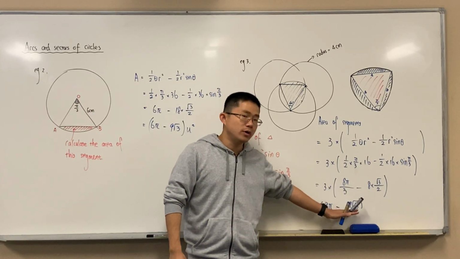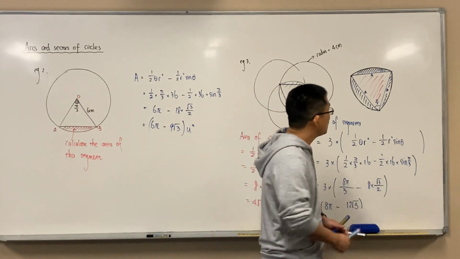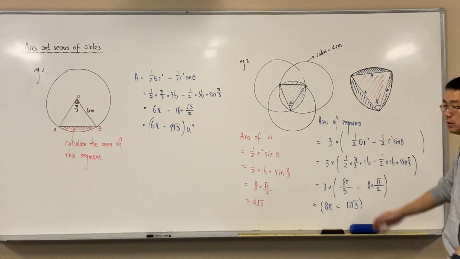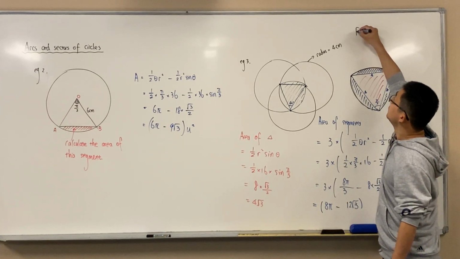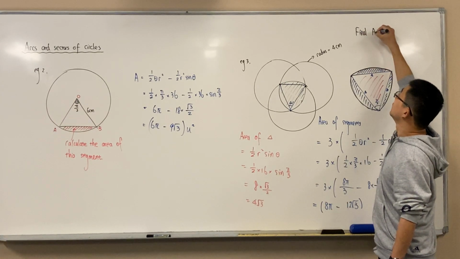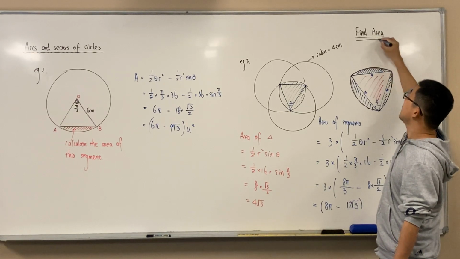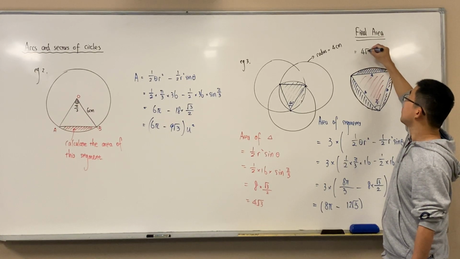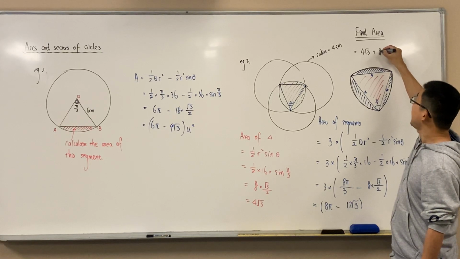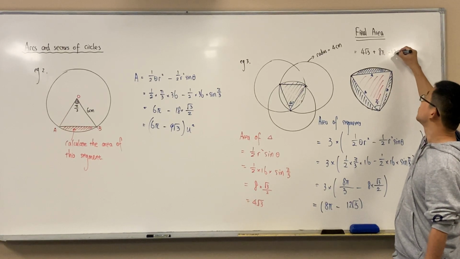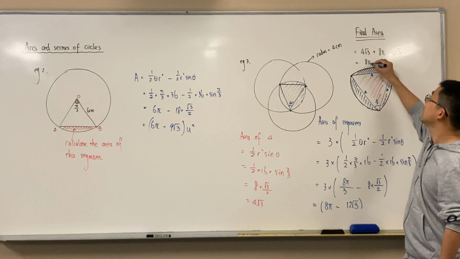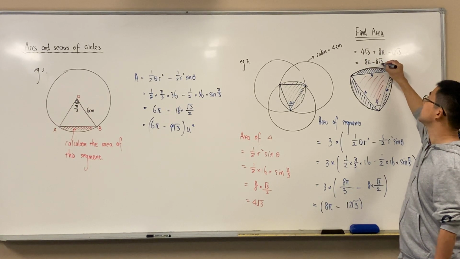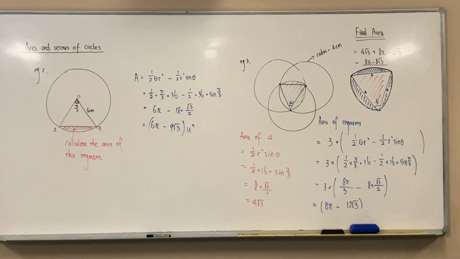We've got the area of 3 segments. Now you want to find this entire area. We simply combine this together. So the final area is equal to 4 square root of 3 plus 8 pi minus 12 square root of 3. And the final answer will be 8 pi minus 8 square root of 3. And that's how you find the answer for this question here.